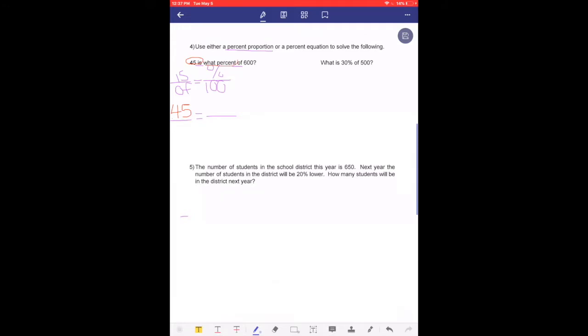What percent? So I don't know the percent, which means that in the percent slot, I'm going to put in an X. Remember, when you don't know the amount, you put in a variable, and we usually use X. Of 6,000 means in that of section, I'm putting in 600. And then in the bottom right, it always is 100, always stays the same. Now we're just going to cross multiply to solve for X.